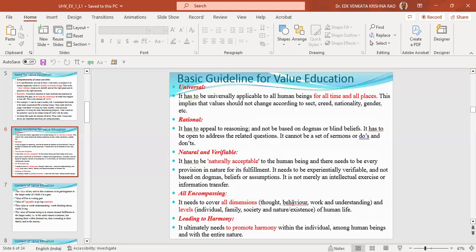Any aspiration that you have should be natural, verifiable, acceptable and all-encompassing. So it needs to cover all dimensions: your thought, behavior, work and understanding. At all levels, individual, family, society and nature, at all levels of the human being, that is required. Finally, ultimately that leads to harmony, to promote harmony within the individual human being and with the entire nature. So that is how value education is required.